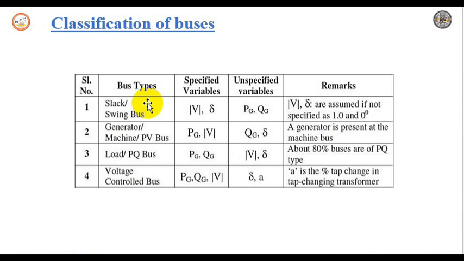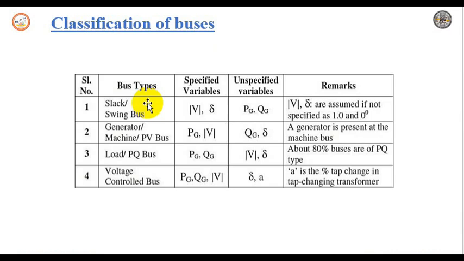Load bus: when a load is connected to a bus, the quantities specified are the real power and reactive power of the load. The quantities to be calculated at the load bus are the voltage and phase angle delta. About 80% of the buses in the power system are load buses, or PQ buses, because load points will be more than the generating points.